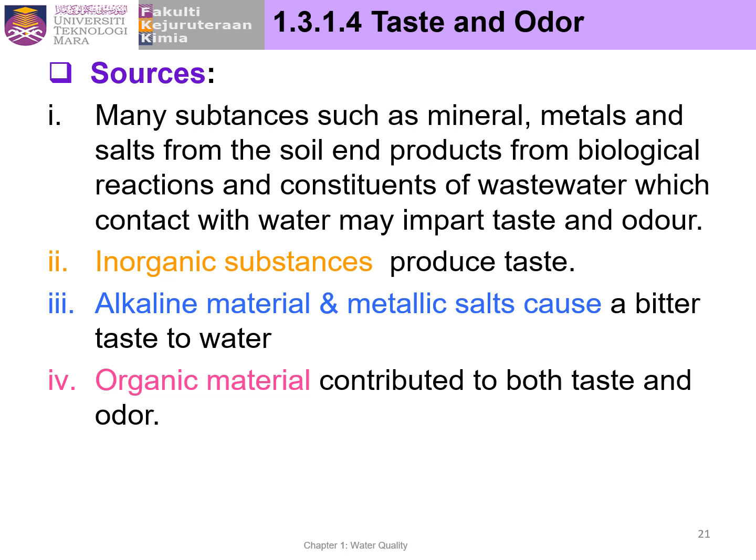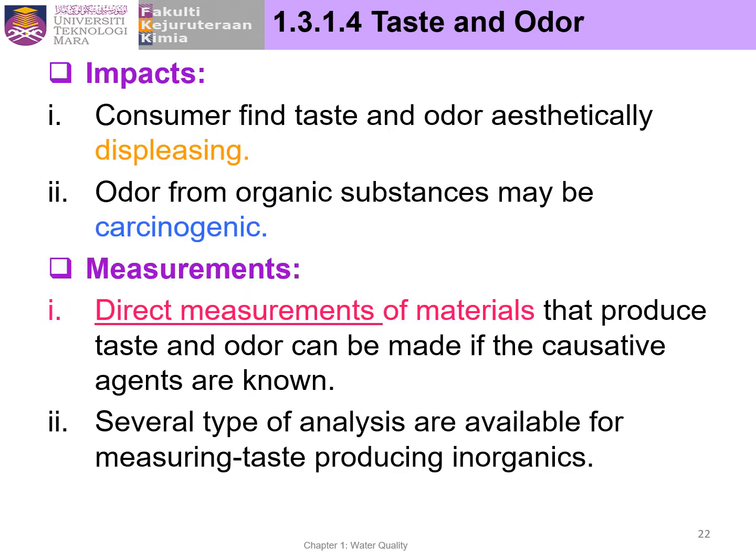Next, taste and odor. What are the sources? It can be such as minerals, metals, salts from the soil, and products from biological reaction and so on. It can also come from inorganic substances, alkaline materials and metallic salts, and also organic material. What is the impact of taste and odor? Usually it will give you displeasing taste and odor, and it can also be carcinogenic. So how do we measure it? Because it is just taste and odor, we can do a direct measurement of the material.